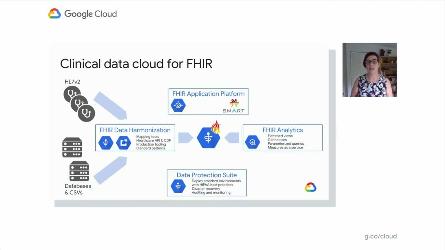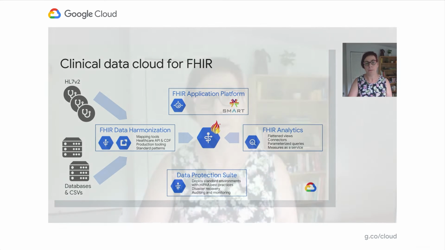for data harmonization. You make the data available in analytics on BigQuery. You store the data natively in the Healthcare FHIR store as part of the Healthcare API. All of this sits on top of the data protection suite, which encompasses our support for HIPAA best practices. And we also enable access to that data through the FHIR application layer that includes Smart on FHIR and also Apigee. And now I'm going to hand it over to my colleague Vivian Neely, who's going to talk about the architecture.